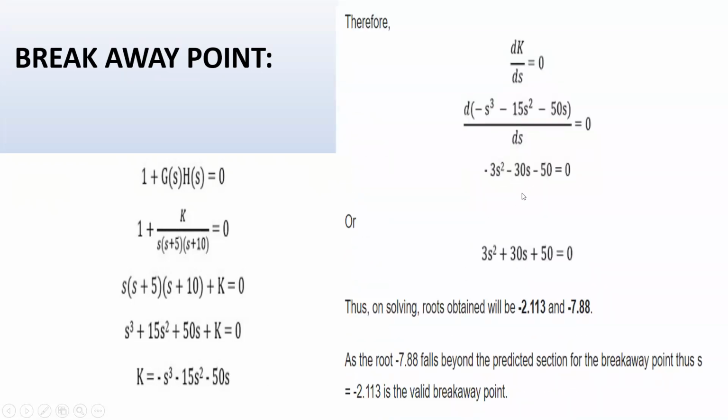If we solve that, we obtain two roots for this equation dK/ds, which are -2.113 and -7.88.